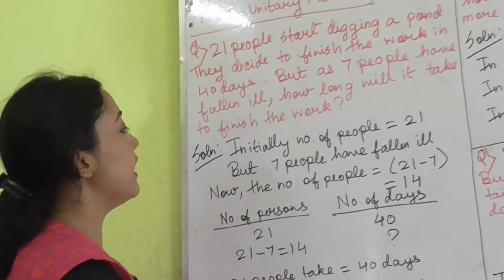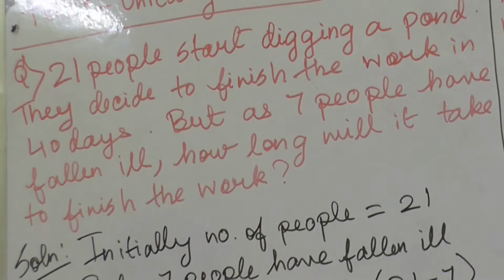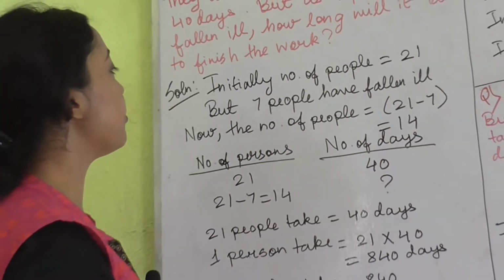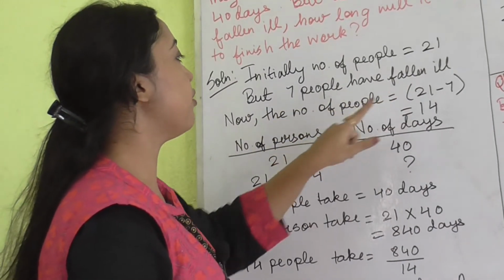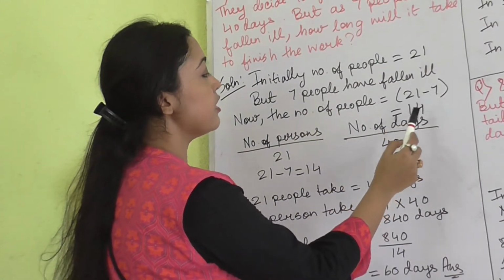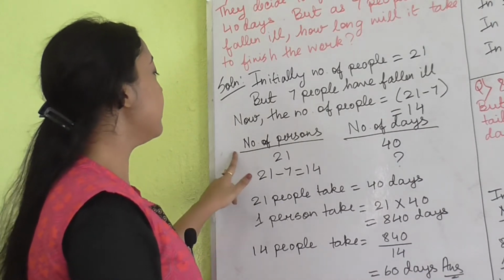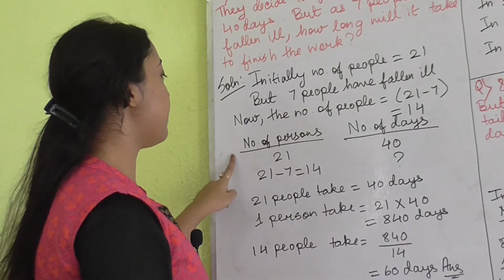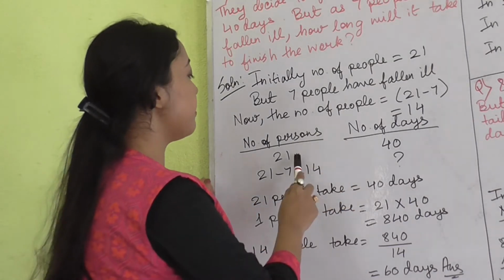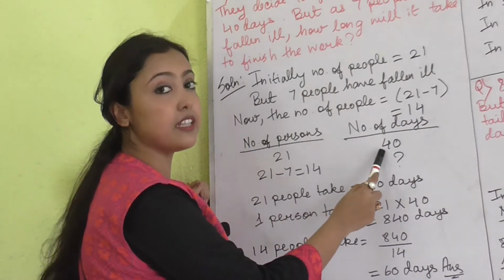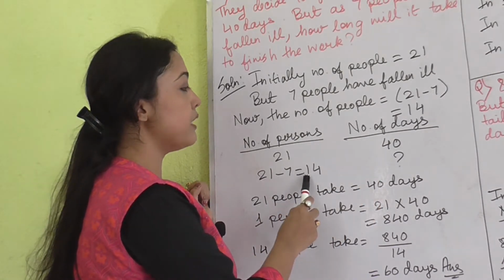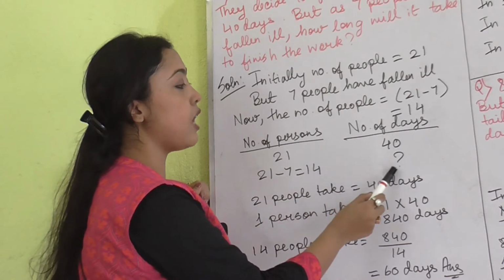So initially, what is the number of people? Initially the number of people was 21. But as you can see, 7 people have fallen ill. So now the number of people is 21 minus 7, that is 14. Similarly, I have written the number of persons on the left hand side and the number of days on the right hand side. So 21 persons are required in order to complete the work in 40 days. So now 21 minus 7, 14 persons will complete the work in how many days?